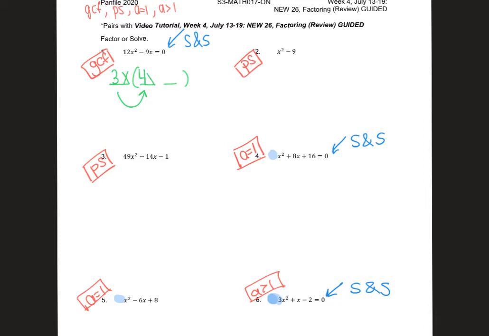3x times what gets me back to 12x squared? It's going to be a 4x. 3x times what is going to get me 9x? And that's going to be a 3, because we already have the x there. And we're going to need a negative there. Now that's going to be equal to 0, because again, we still have that 0. If I get rid of that, I can split and solve this.